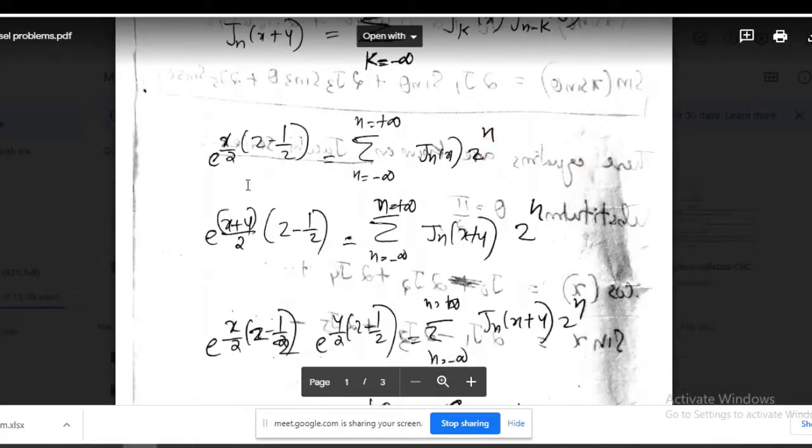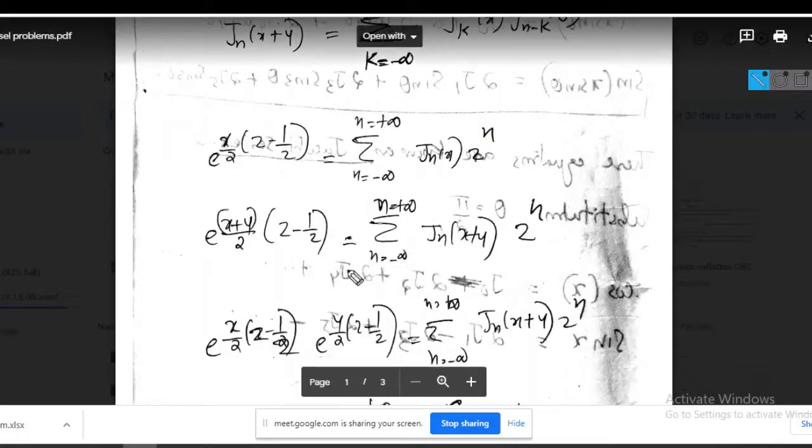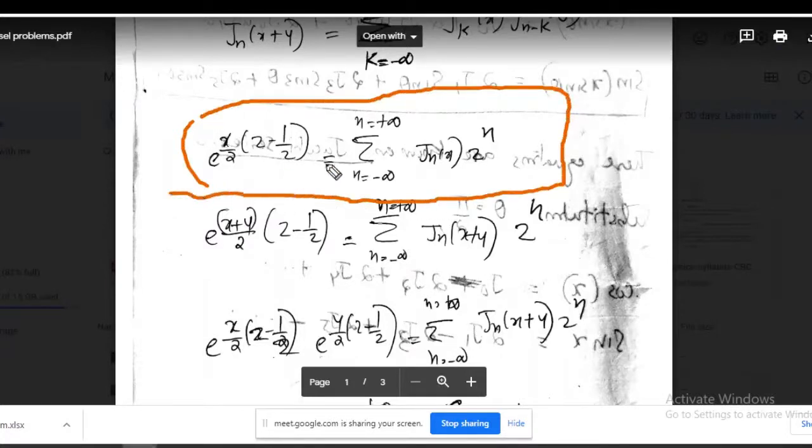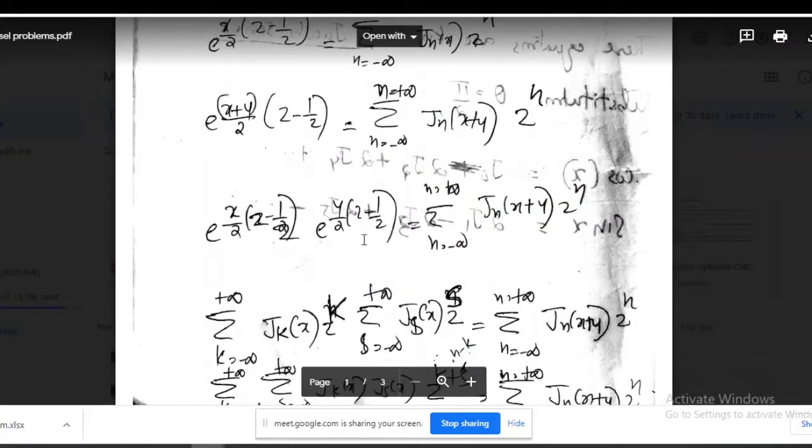See here what we do, we are using the generating function. We know e raised to x by 2 (z minus 1 by z) is equal to sigma n equal to minus infinity to plus infinity Jn(x) z raised to n. Okay. Here for x I am substituting x plus y. Okay. And then we write like this. See, we are writing like this. Here we have this, on the right hand side we have this. Okay.